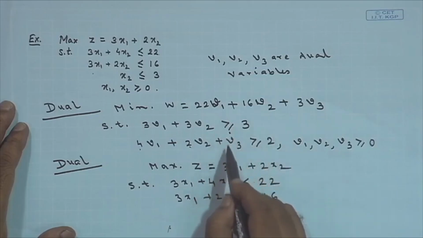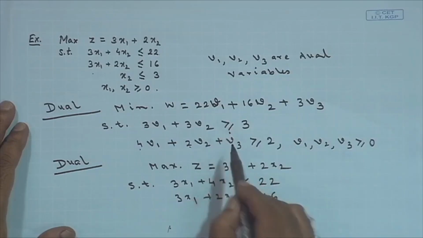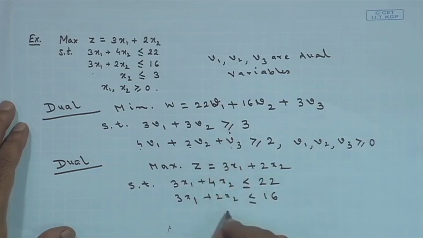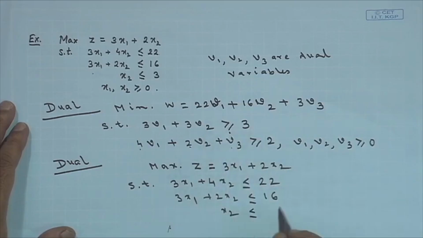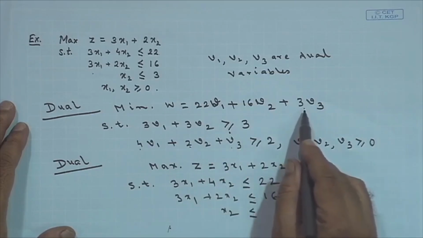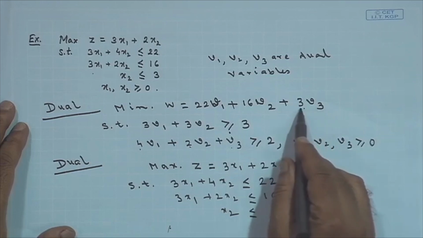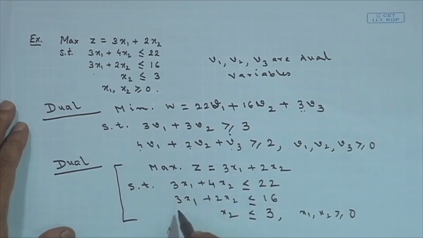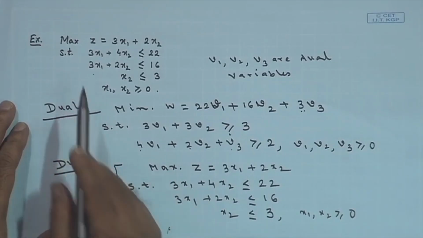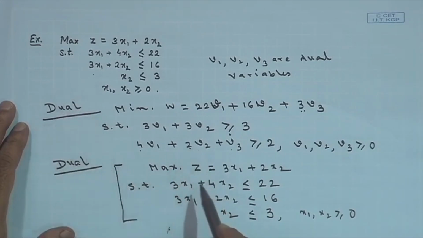Now, take the third column corresponding to V3. In the first one V3 is not there, so only x2 will come: x2 less than equals the coefficient of V3 in the objective function, that is 3, and x1, x2 greater than equals 0. And if you see, this problem is nothing but the original problem. Therefore, the dual of the dual gives you back the original problem. I hope it is a little clear. In the next lecture, we will solve 1-2 more problems on this.